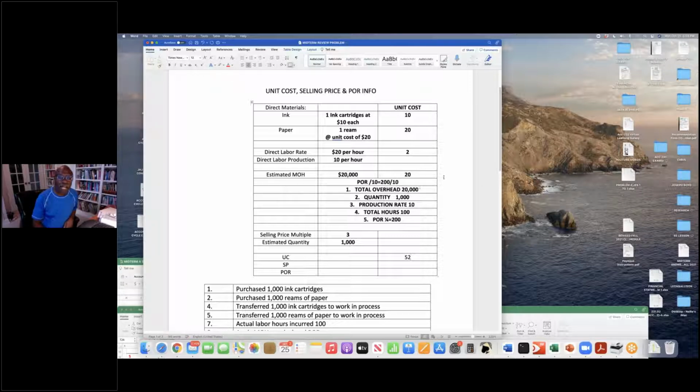Now, as long as we've got one product, you have to calculate the POR, which we said is 200, because you're going to need it in a journal entry. And what's our selling price going to be now? If the selling price multiple is 3, what's the selling price going to be? What's our multiple? 3. So what's 3 times 52? 156.